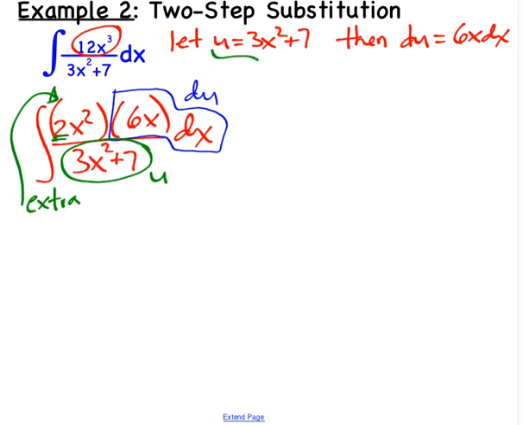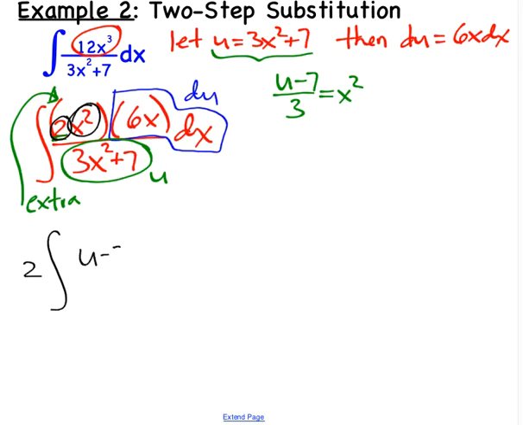So we go back up to our definition for u, and we say, let's solve for x squared. So that's going to give me u minus 7 over 3 is equal to x squared. And now we can rewrite our integral, putting the 2 out in front of the integral. I'm replacing the x squared with u minus 7 over 3. The denominator is u. I'll put that in the denominator. You can use keep, change, flip to verify that you get 3u in the denominator. And the 6x dx gets replaced with du.